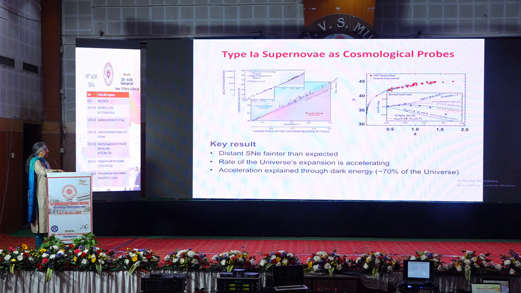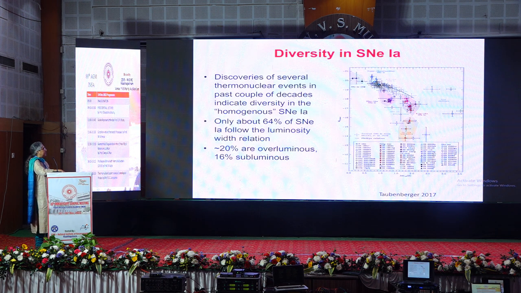But however, one thing that is there with the supernova observations is that the accuracy of these observations is about 6%, and one has not been able to make it better. And that is basically because of the diversity that one sees in these objects.